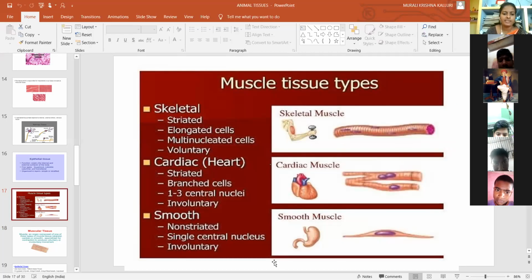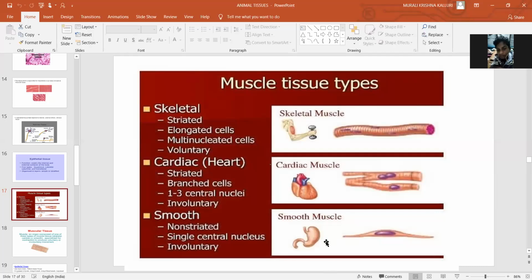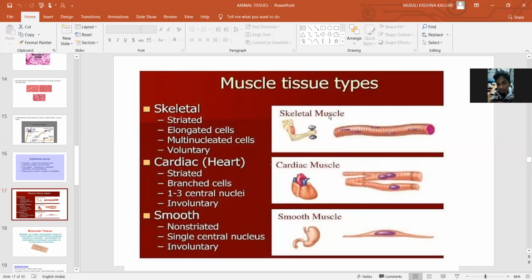The smooth muscle, okay sir. It is non-striated. It is present in the stomach. It is non-striated muscle and has a single nucleus. It is also involuntary. We do not control it.